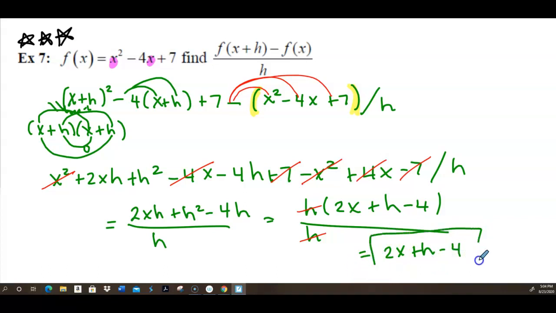This is a really, really important problem. So if you were a little shaky on it, rewind and watch example 7 again.